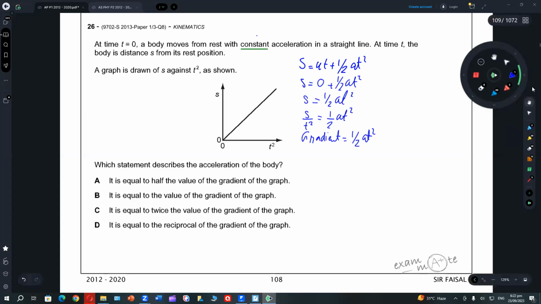No, I'm making a mistake. Gradient is, yes, now it's a correction. Gradient is only half a, because t square has gone on the other side.